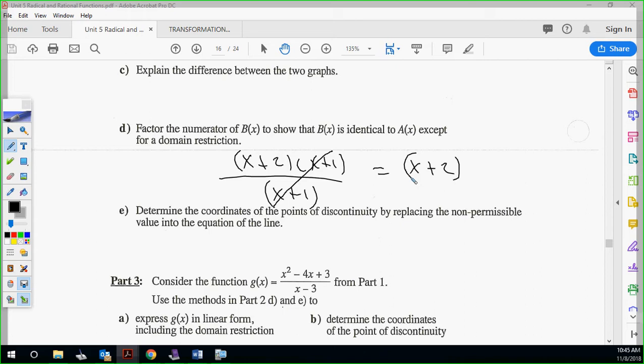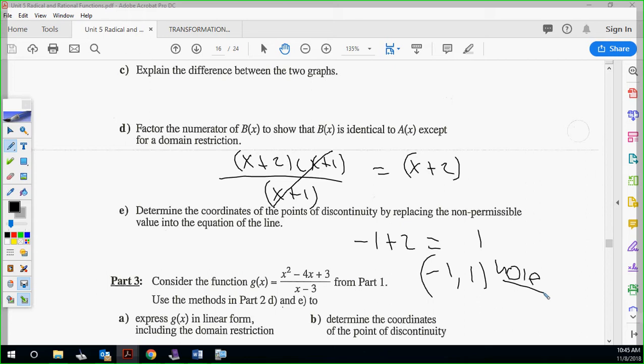So let's determine the coordinates of the point of discontinuity by replacing the non-permissible value into the equation of the line. So if you plug in negative 1 into here, negative 1 plus 2 equals 1. So that means that negative 1, 1 is your hole.